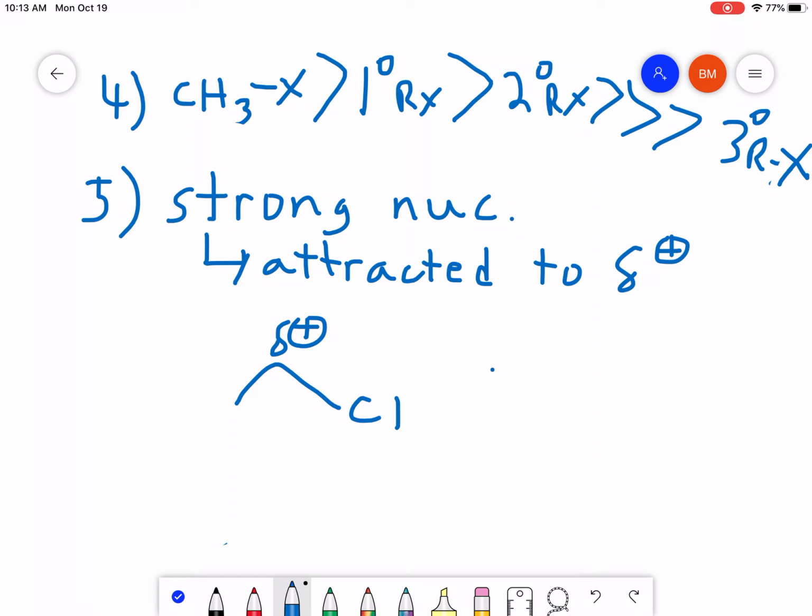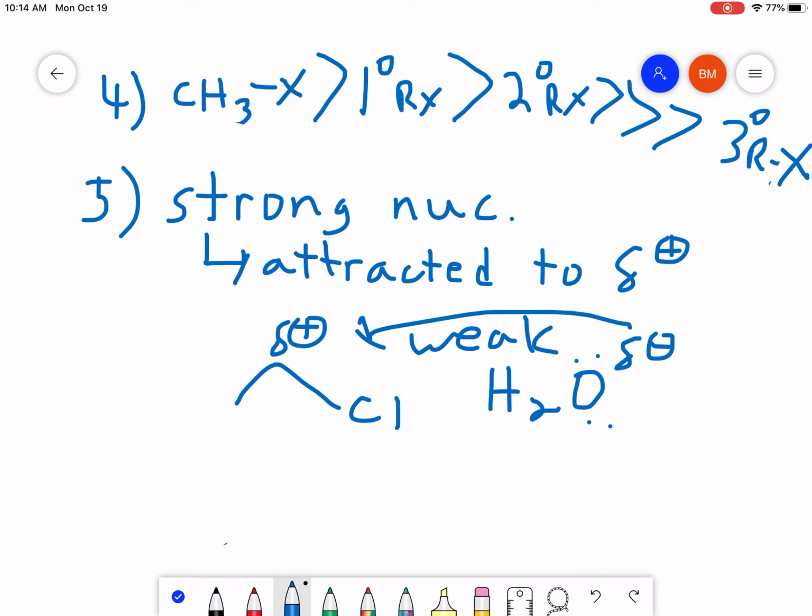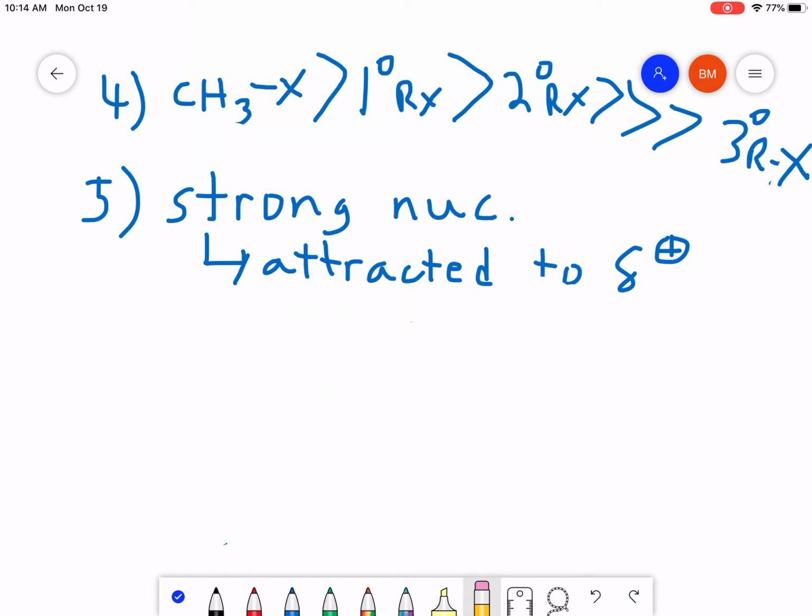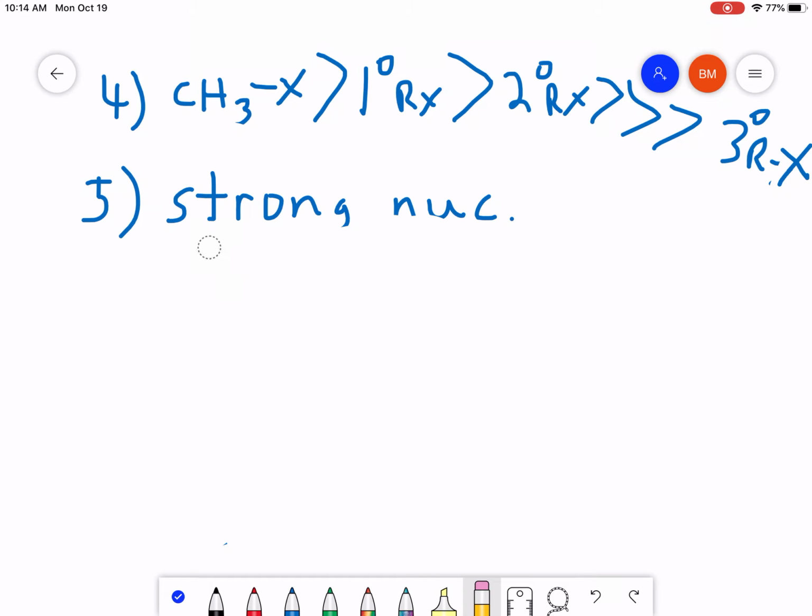So if you had a nucleophile, let's just say water or something like that, that was considered a weak nucleophile, weak nucleophiles oftentimes have pretty weak partial negatives on them. So the attraction between here and here would be a very weak one and probably not strong enough to get that reaction to go. For that reason, it's best to have a nice, robust charge on your attacking nucleophile in order for it to fully react. So strong nucleophiles are the preferred nucleophiles of SN2 reactions.